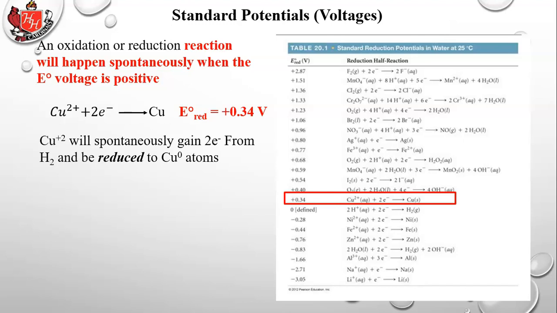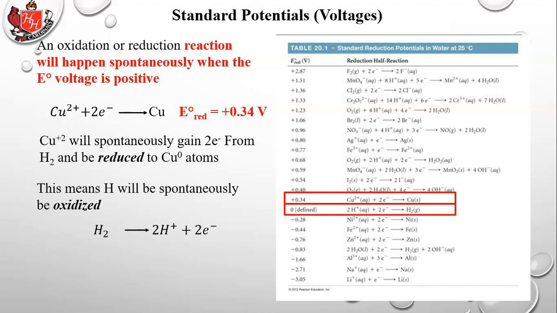Copper 2 plus will spontaneously gain 2 electrons from H2 and be reduced to copper atoms, just copper, standard copper, electrically neutral atoms. This means that hydrogen will spontaneously be oxidized. That is, it will lose electrons to the copper. So there's that reaction. So those two reactions go together. The hydrogen molecule will become 2 hydronium ions plus 2 electrons, and those 2 electrons will go over to the copper ion to make it a copper atom up above.